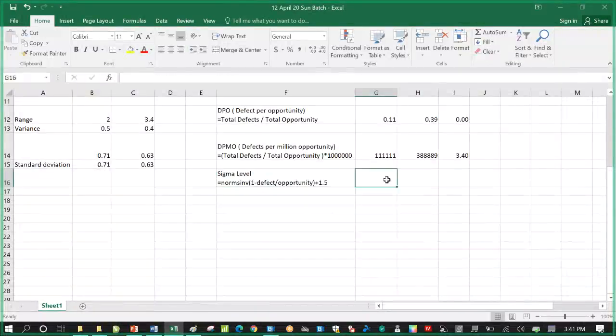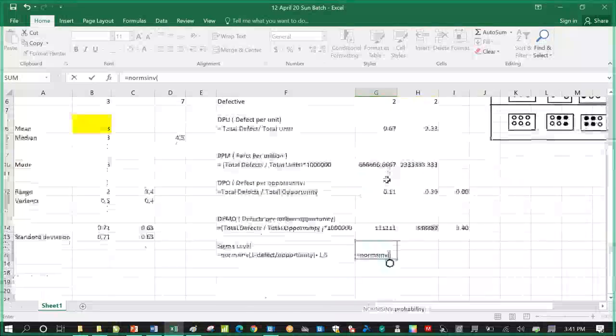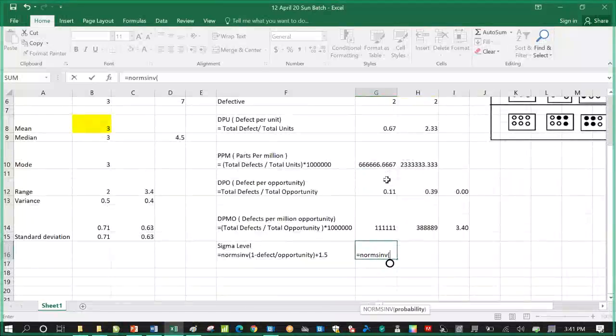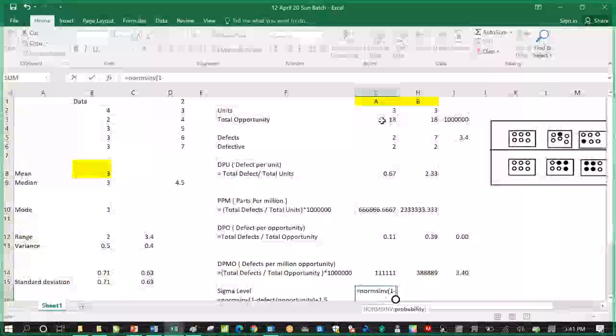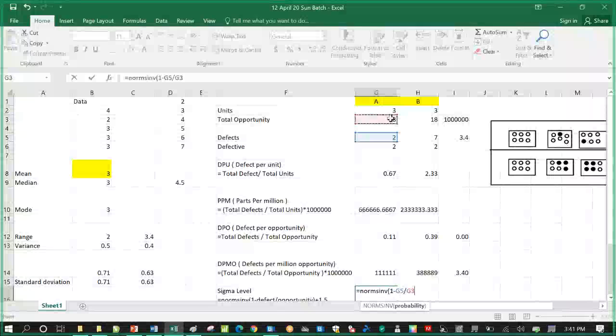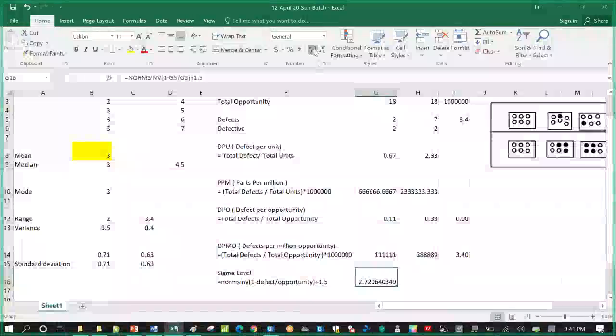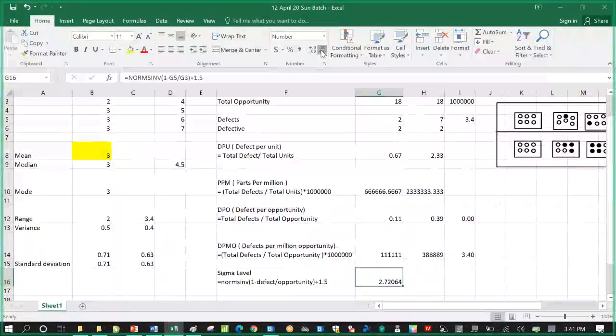So equal to NORM.S.INV. This formula I discovered, wherein you don't have to remember those numbers that in Six Sigma 3.4, in Five Sigma 232 kind of. You can use this formula and you can calculate. So 1 minus total defects divided by opportunity plus 1.5. So your sigma is 2.7 now.